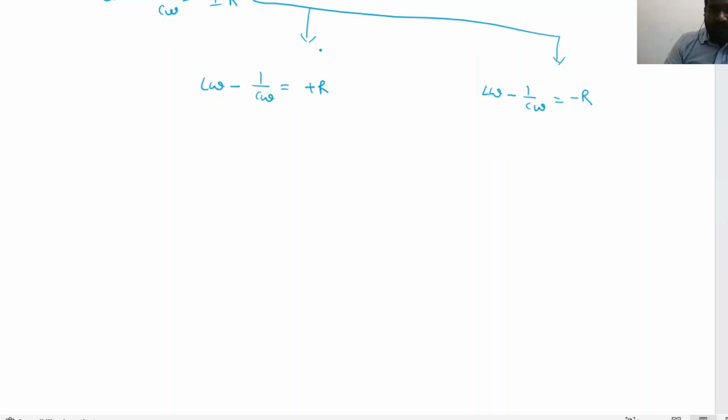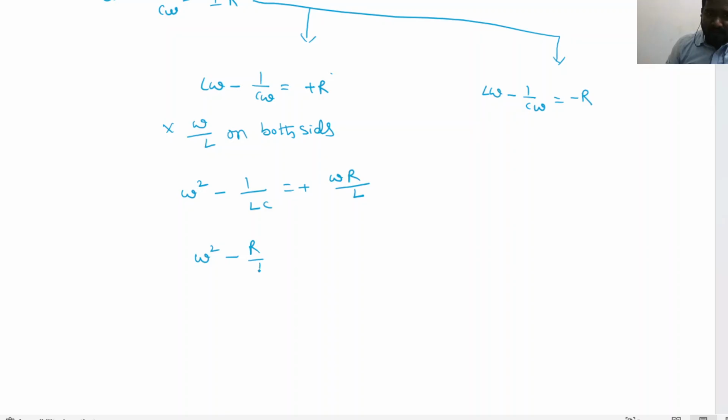So now you can see, multiply the equation on both sides with omega divided by L. Then you get omega square minus 1 upon LC must equal plus omega times R divided by L. Now you can write omega square minus R divided by L times omega minus 1 upon LC must equal 0. It is the one equation.